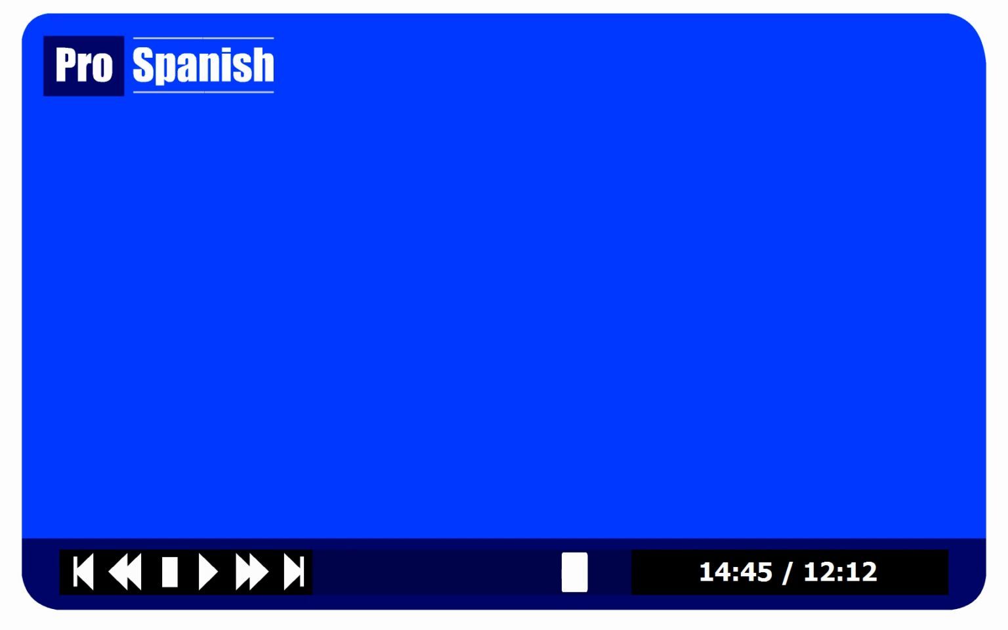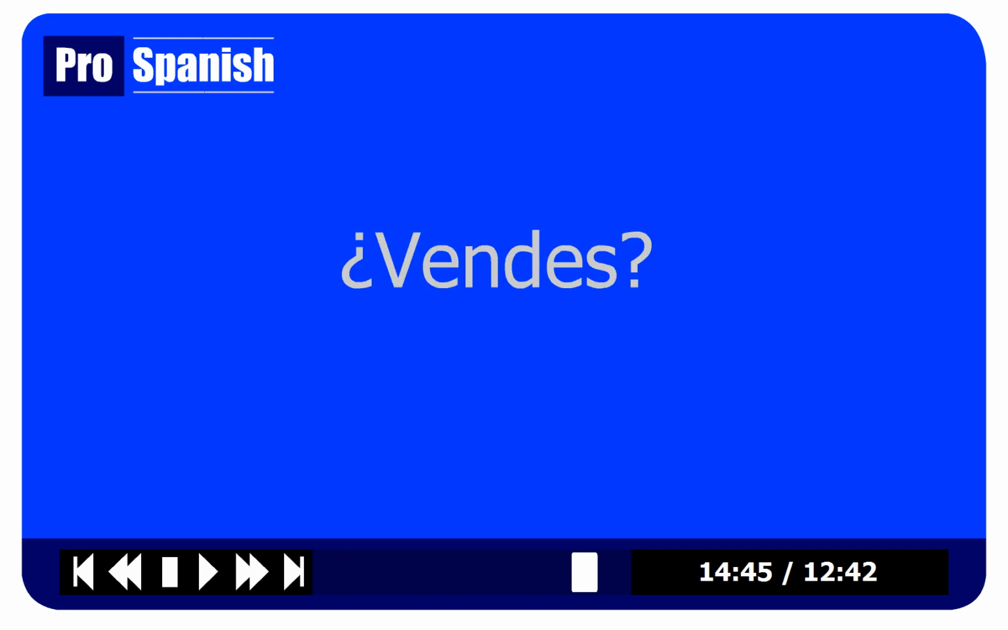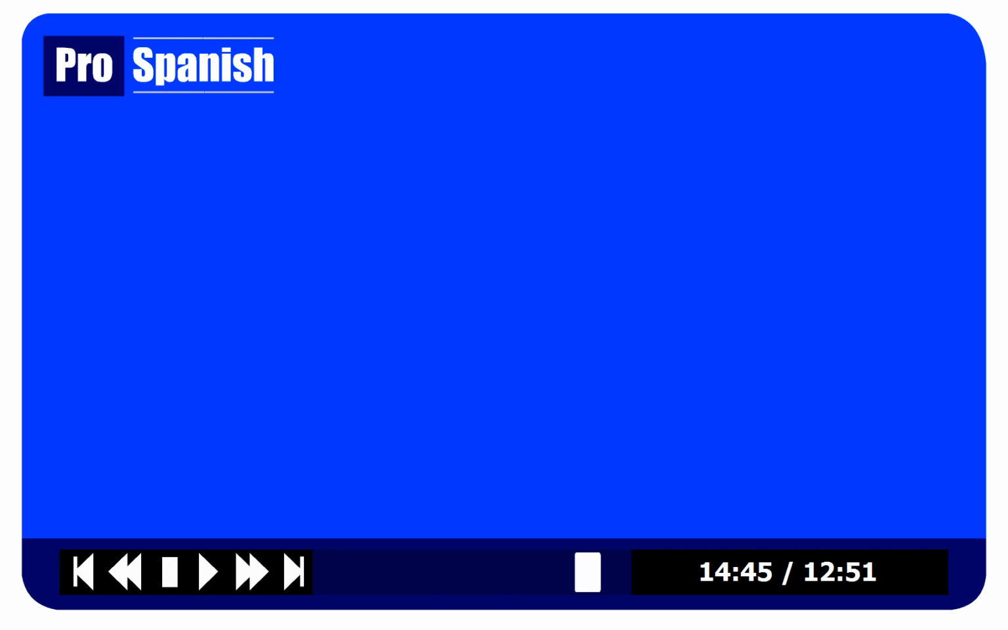But another ER one. We could ask the question, and what about do you sell? So to sell is vender. If you look at the spelling, you can see where the word vending machine comes from. Vender, to sell. So how do you say, do you sell? Vendes. So in Spain, in a shop, the question might be, do you sell bread? And bread is pan, P-A-N. So how would you say, do you sell bread? ¿Vendes pan?